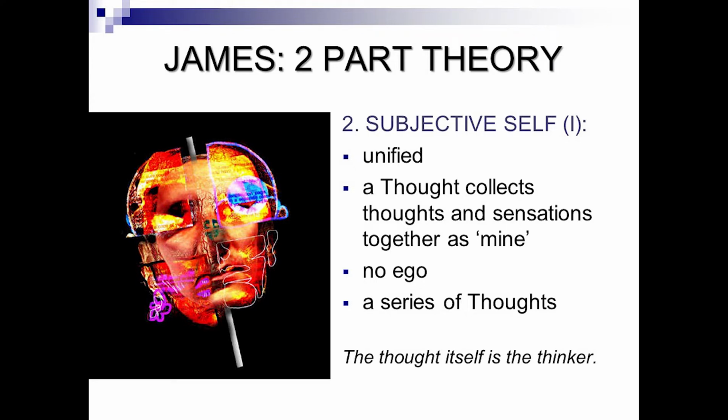This is the second part of the self for James. The subjective self is the I. It's the unified part of the self. It's what holds the other aspects of the bundle together. And he talks about this I, this unifying aspect of it, as a thought. I've got it capitalized here in the slide. James sometimes talks about this as the master thought. And it's this thought that collects your thoughts and sensations, your other thoughts and sensations, together as mine.